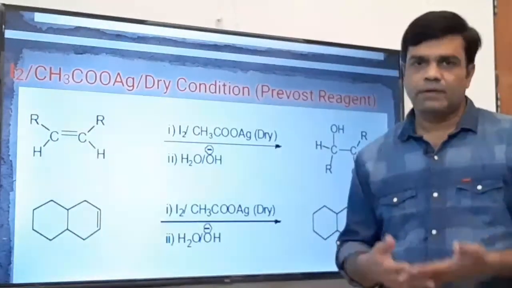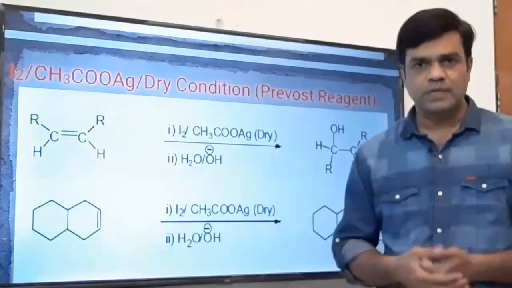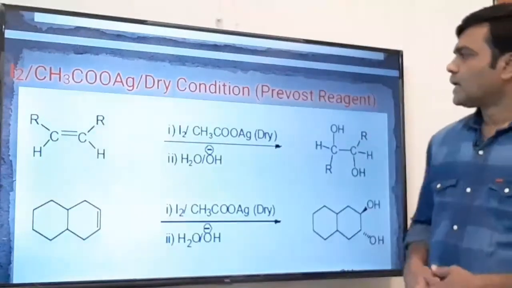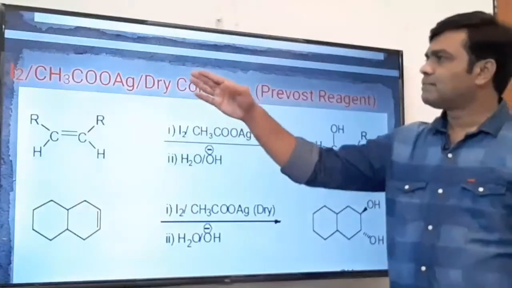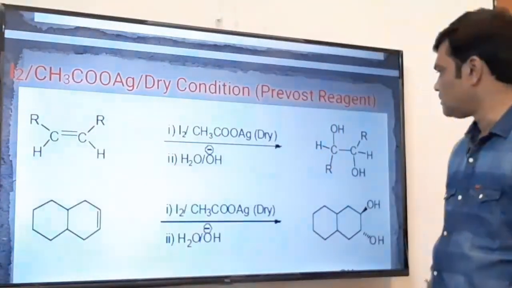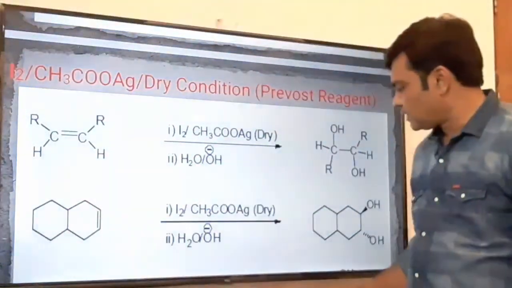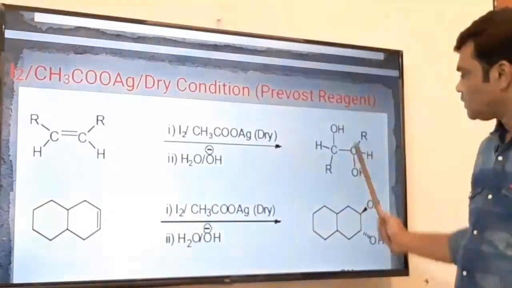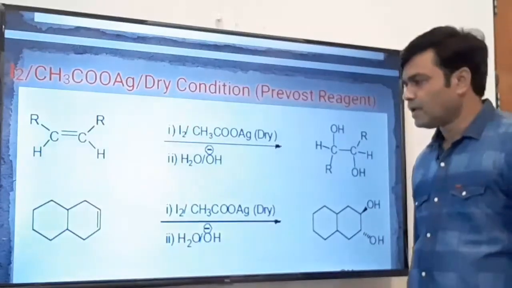Hydroxylation or diol formation means that across a carbon double bond two OH groups are introduced. See, the silver salt of carboxylic acid in dry condition with iodine, that is the Prevost reagent. Here we get the trans diol. This is a carbon double bond, that is an alkene, and we get here a diol. The two OH groups are at anti position to each other, so it is a trans diol.